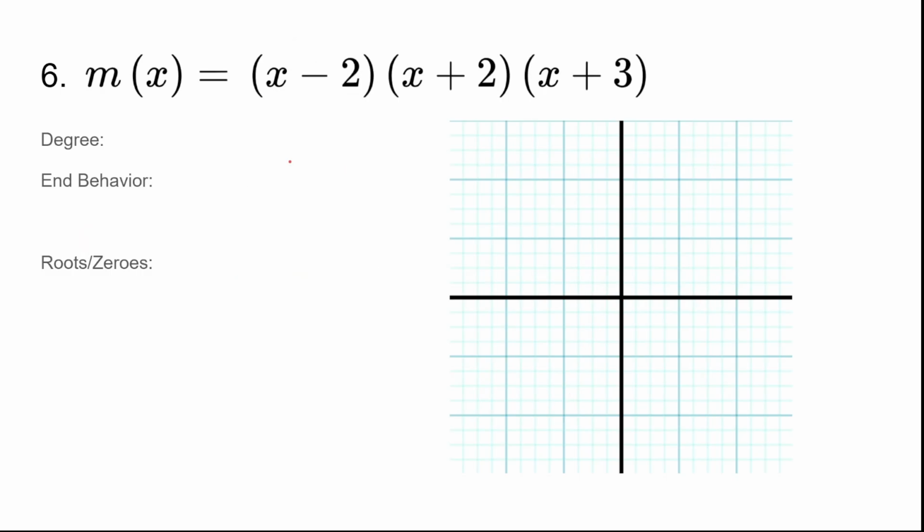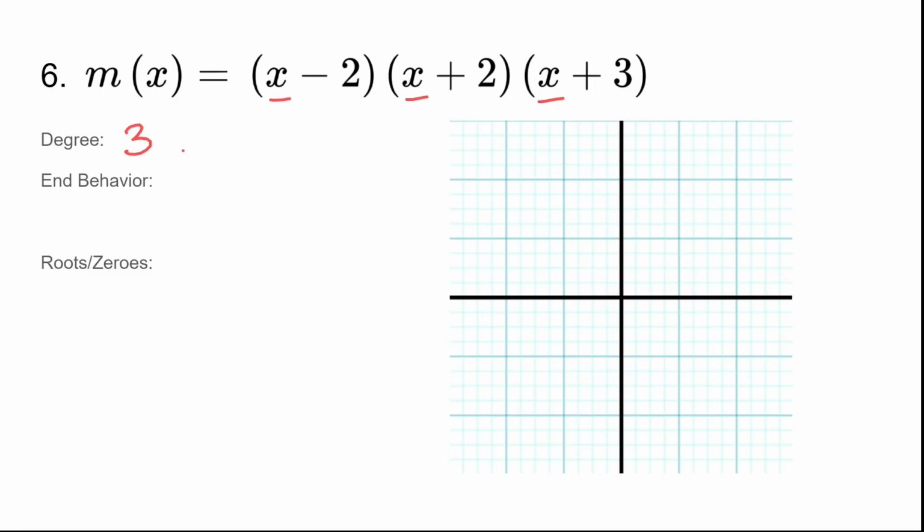Moving on to the next one, we have m of x is equal to x minus 2 times the quantity x plus 2 times the quantity x plus 3. So this is already factored for us, which is nice. But we can see the degree is, here's an x, here's an x, here's an x. There's going to be an x cubed term somewhere, right? And we don't really care what else it does.